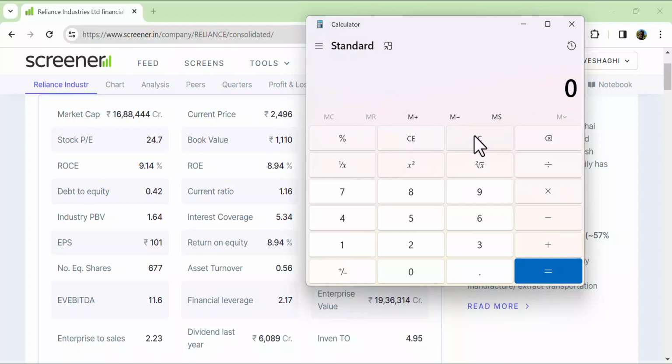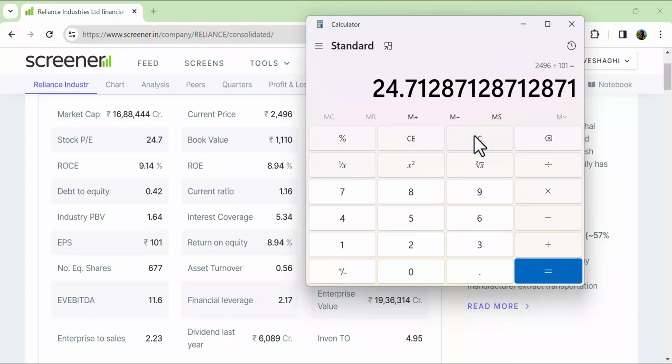So what I do is 2496, divided by earning per share. What is my earning per share? 101. So I get 24.7. So what is the P/E ratio given for Reliance? That means Reliance is trading at 24 times what it is earning. Okay, fine. Earning per share.